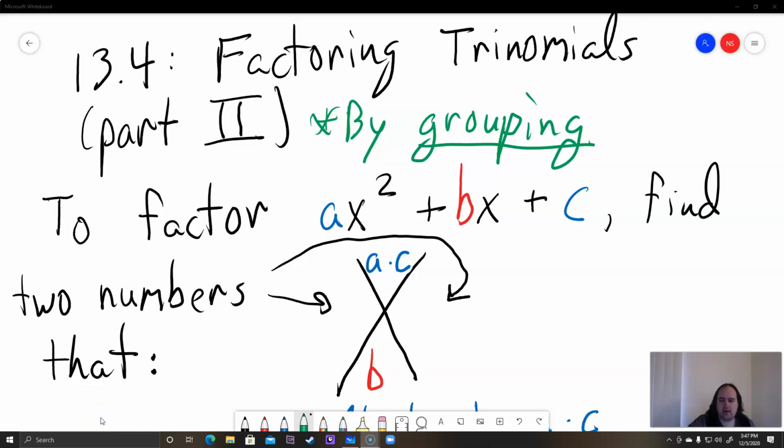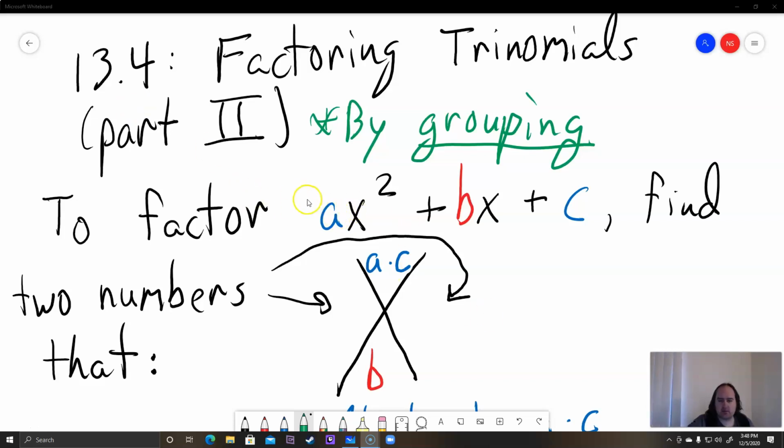Hey students, this is our second video on factoring trinomials. Remember, trinomials mean polynomials with three terms. We've already factored trinomials in the other video where the highest power is 1. So we're used to having this highest term just being x squared. And for that one, we were able to use the x method.